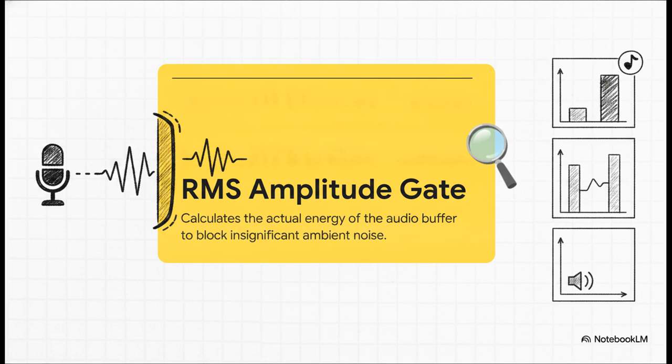It filters out the ambient noise. It maps the audio levels to give the user immediate visual feedback, reporting states like no signal, weak signal, or good signal. This ensures the tuner only ever activates when you are actually playing your instrument with enough volume.